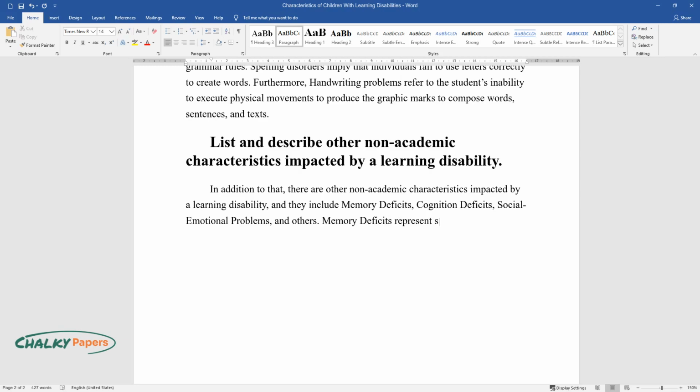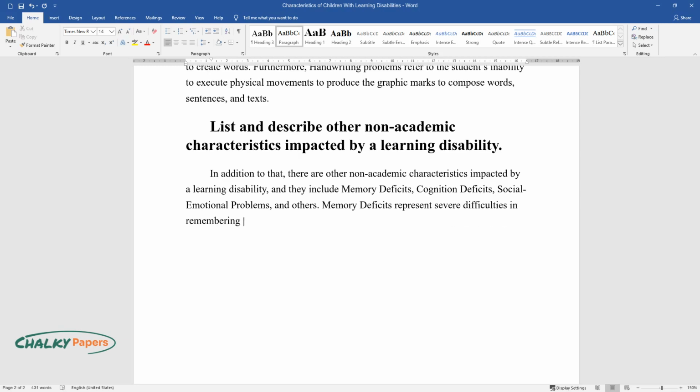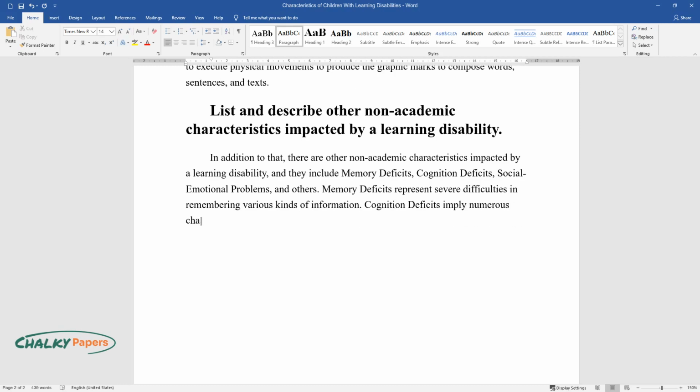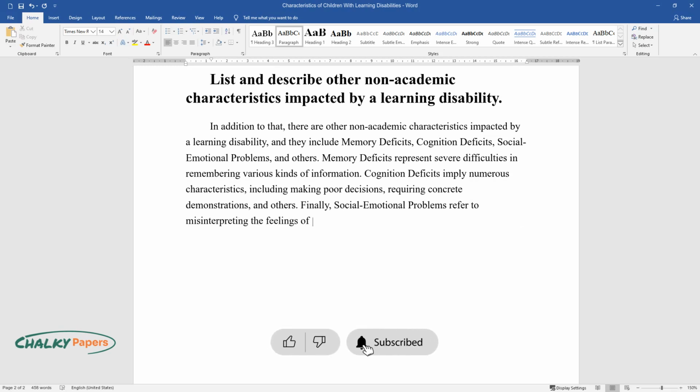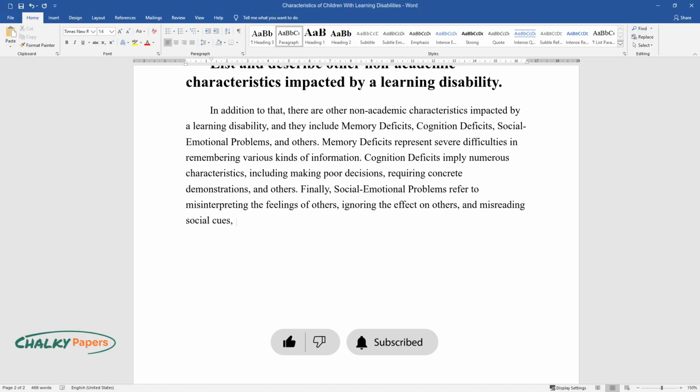Memory deficits represent severe difficulties in remembering various kinds of information. Cognition deficits imply numerous characteristics, including making poor decisions, requiring concrete demonstrations, and others. Finally, social-emotional problems refer to misinterpreting the feelings of others, ignoring the effect on others, and misreading social cues, and others.